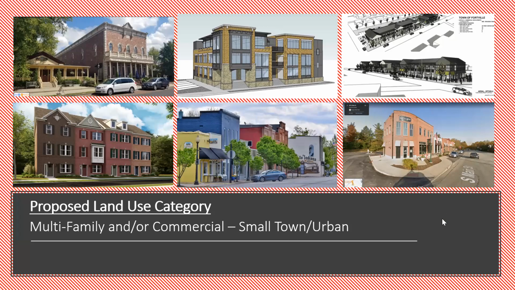This next one is multifamily and/or commercial, small town urban. So this could be areas like Main Street, it could be Broadway, it could be a few other select areas, but obviously that building typology is a lot different from the other ones that you've seen.